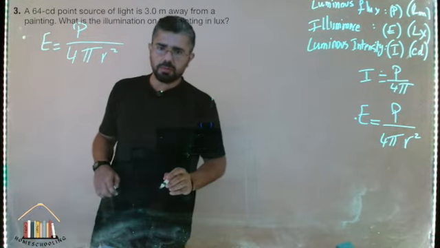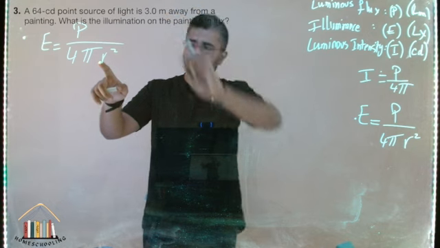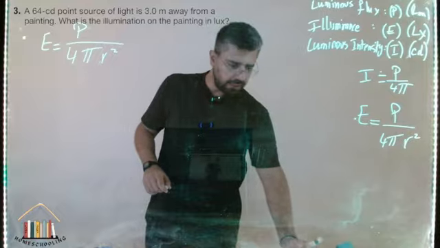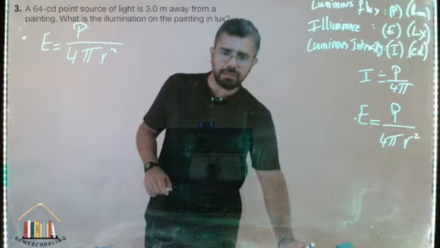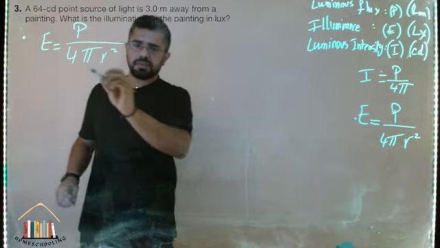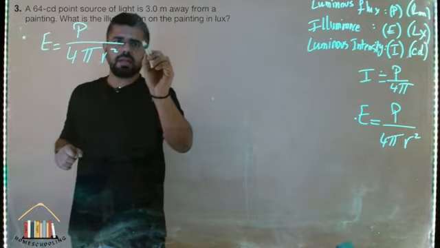But we have a small problem here. R is given. R is 3 meters already, it's given. But the problem here is with P. What is the value of P? How to calculate P in this case? So if we find P, we divide it by 4 pi r square and then we calculate E. So the question here also is to calculate P.